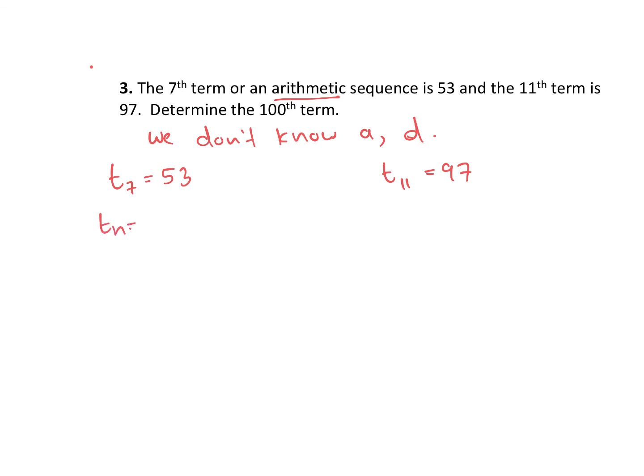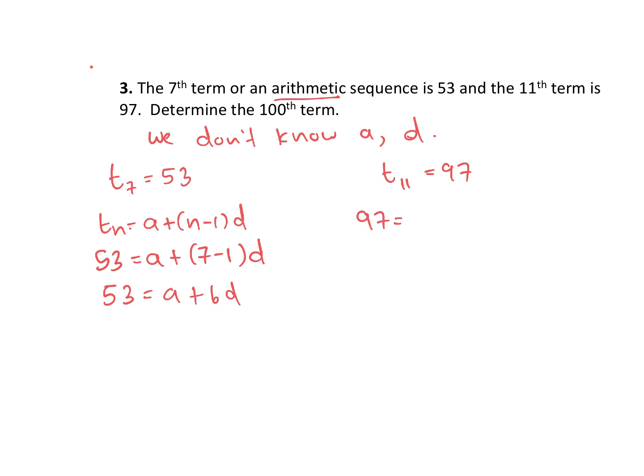So if we put those values into our general term, we don't know A. We know that the 7th term, we don't know D, is 53. So we can simplify this. 7 minus 1 is 6. We can do that with the 11th term. We know the 11th term is 97. We don't know A. We know it's the 11th term. And we don't know D. So that'll be A plus 10D.